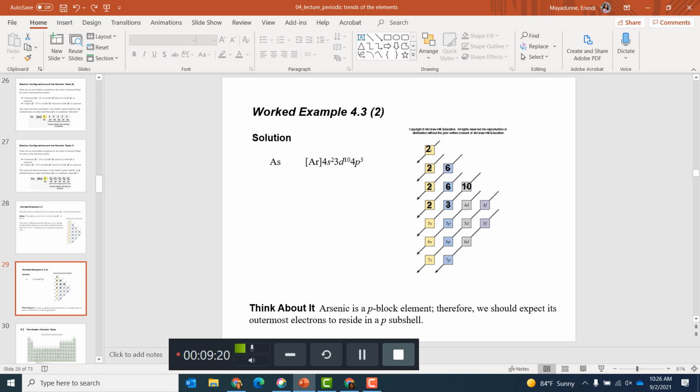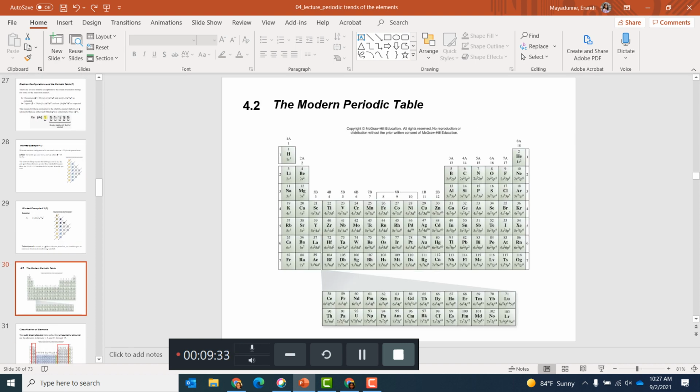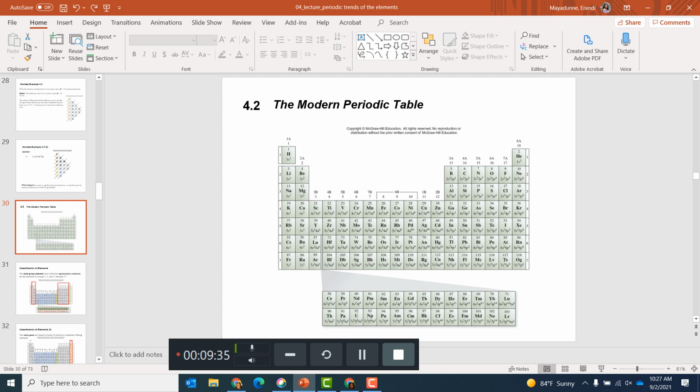So here I have written arsenic. Always the s orbital's maximum number of electrons is 2, p is 6 and d is 10. So that's about part 1, and then I'm going to the periodic table.